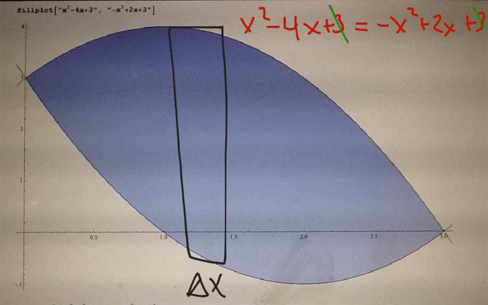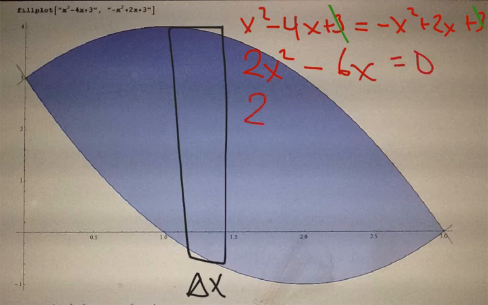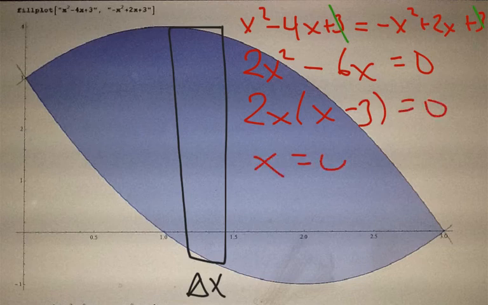If I bring the 2x and the negative x squared over to the left, we get 2x squared over here. Bring the 2x over to the negative 4x, we get negative 6x equals 0. We can factor out a 2x, and then we get x minus 3 over here. And so we get x equals 0 and 3 as our solutions.